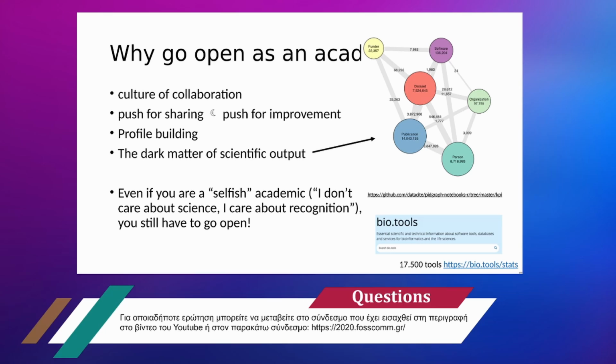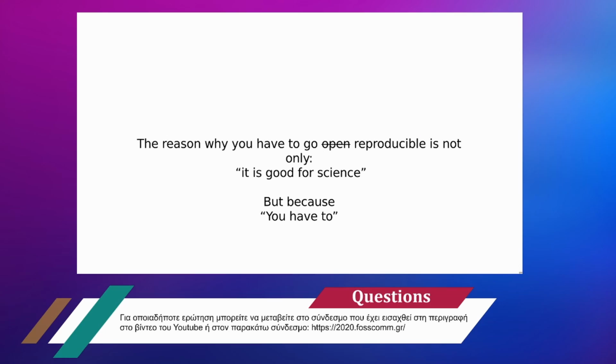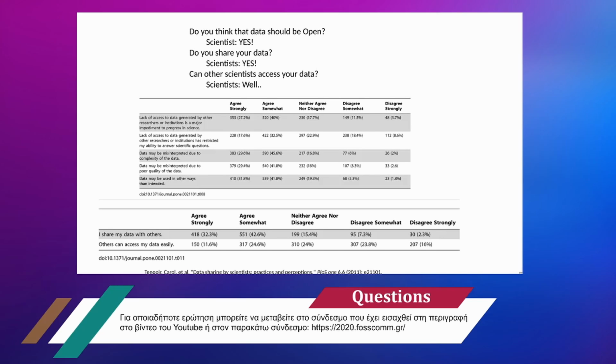But of course, the question is how many of them are open, how many of them are available, how many of them are installable, etc. And here I will argue that even if you're a selfish academic, like I don't care about science, I care about recognition, then you still have to go open. So the reason why you have to go open is not only it's good for science, but because you have to. If there was a single slide about this presentation, then I would like to have this.